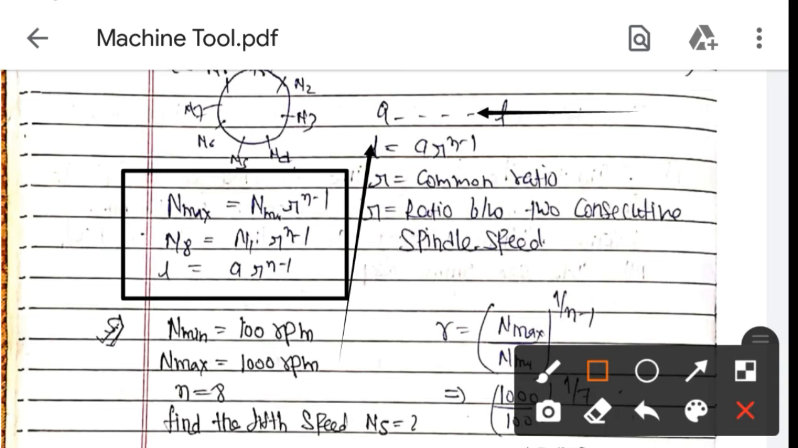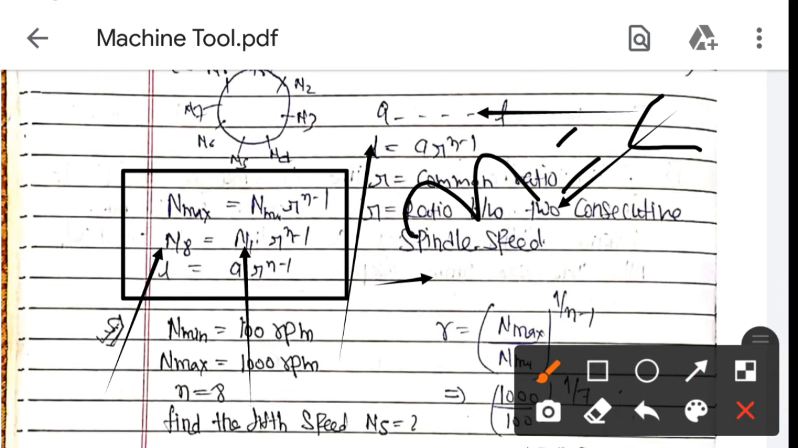Here r is the common ratio, which is the ratio between two consecutive spindle speeds. Suppose a range of speed is given from 1 to 8, meaning the maximum speed is N8, equal to N1 into r to the power n minus 1, where n is equal to 8. This is the range of the speed.